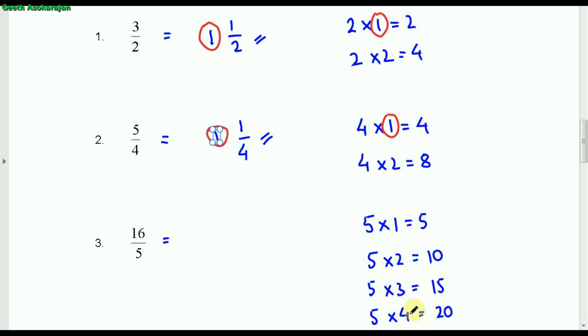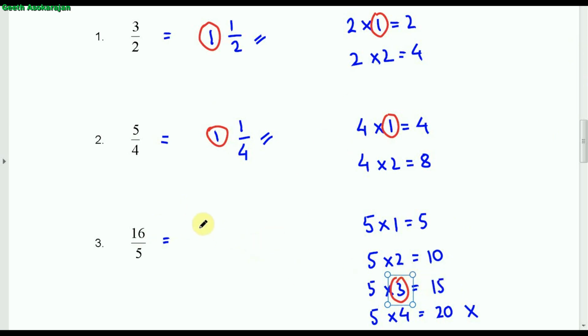Now, it's not going to be 5 times 4. So 5 doesn't go into 16 4 times, since 5 times 4 is 20. And 20 is bigger than 16. So 5 goes into 16 at most 3 times, since 5 times 3 is 15.